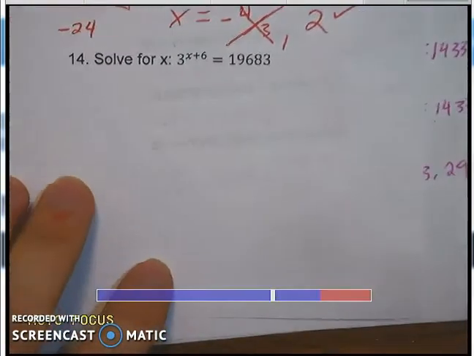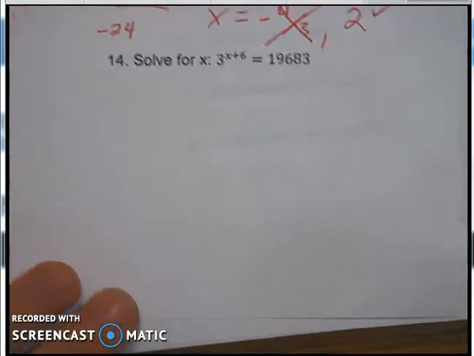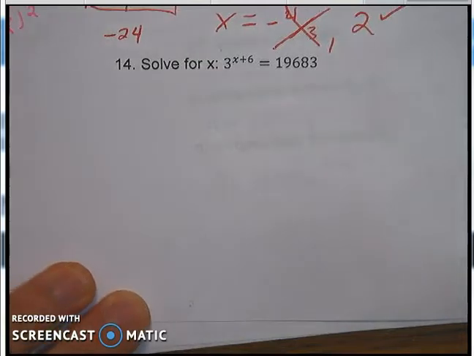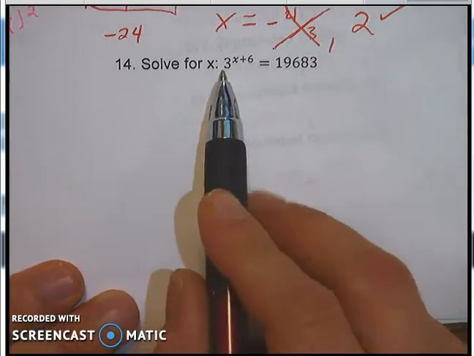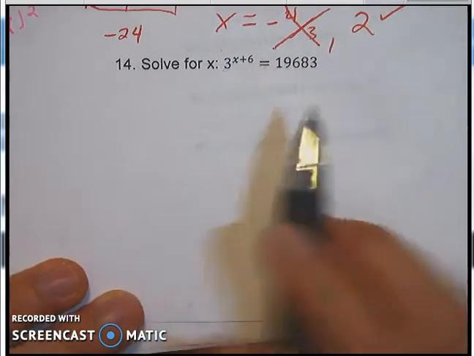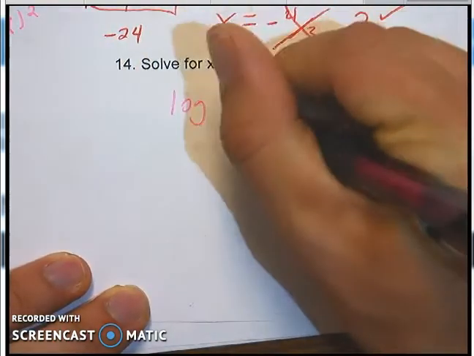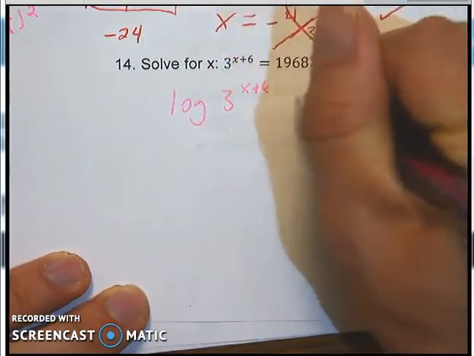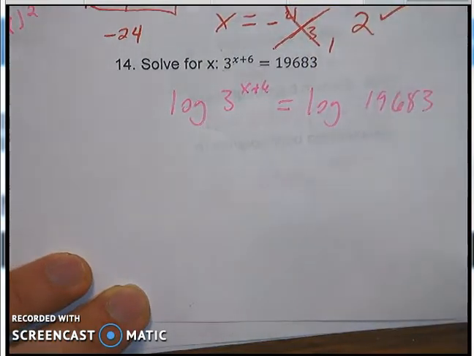Solve for x: 3 to the power of x plus 6 equals 19,683. Whenever you see a solving problem with exponentials, you know you're probably going to use a logarithm at some point. Since there's nothing in front of that 3, and nothing adding or subtracting it, the first thing we're going to do is take the logarithm of both sides. So log of 3 to the power of x plus 6 equals log of 19,683.